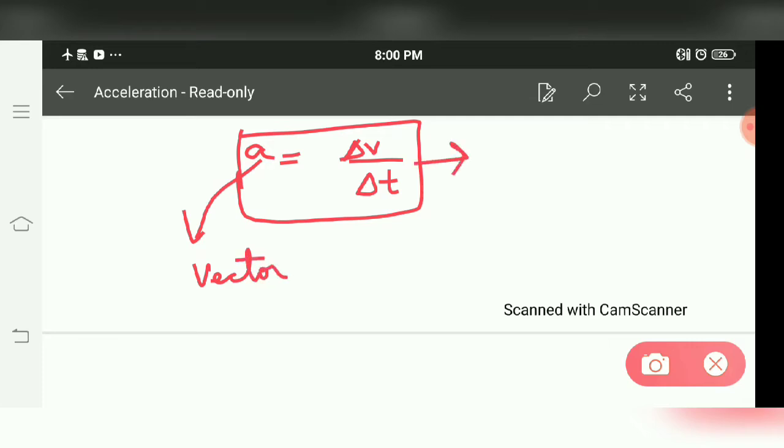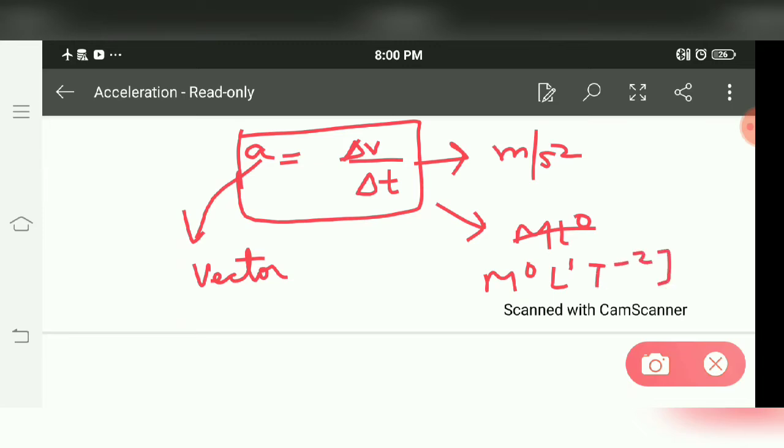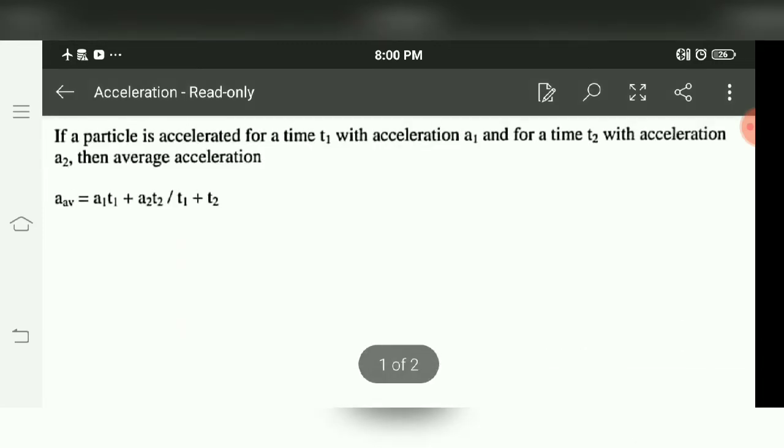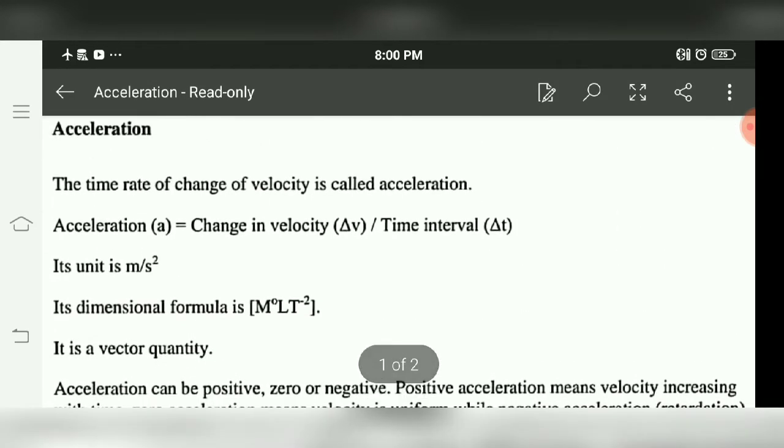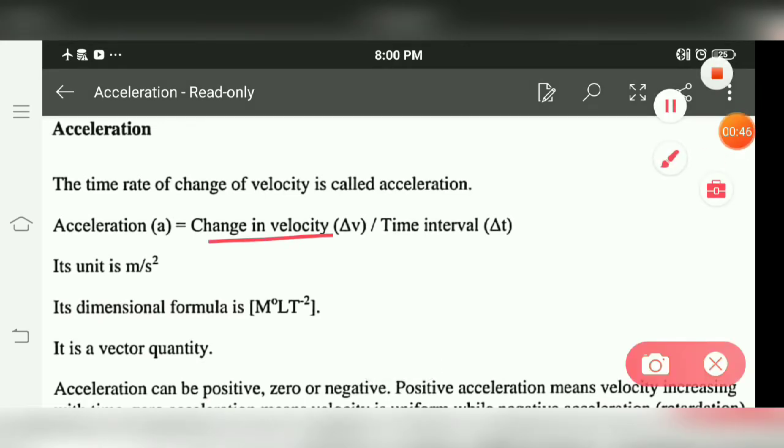The unit of it is meter per second square, and its dimension is M0 L1 T minus 2. So its formula is change in velocity by change in time. Unit is meter per second square. Dimension formula is M0 L T minus 2.